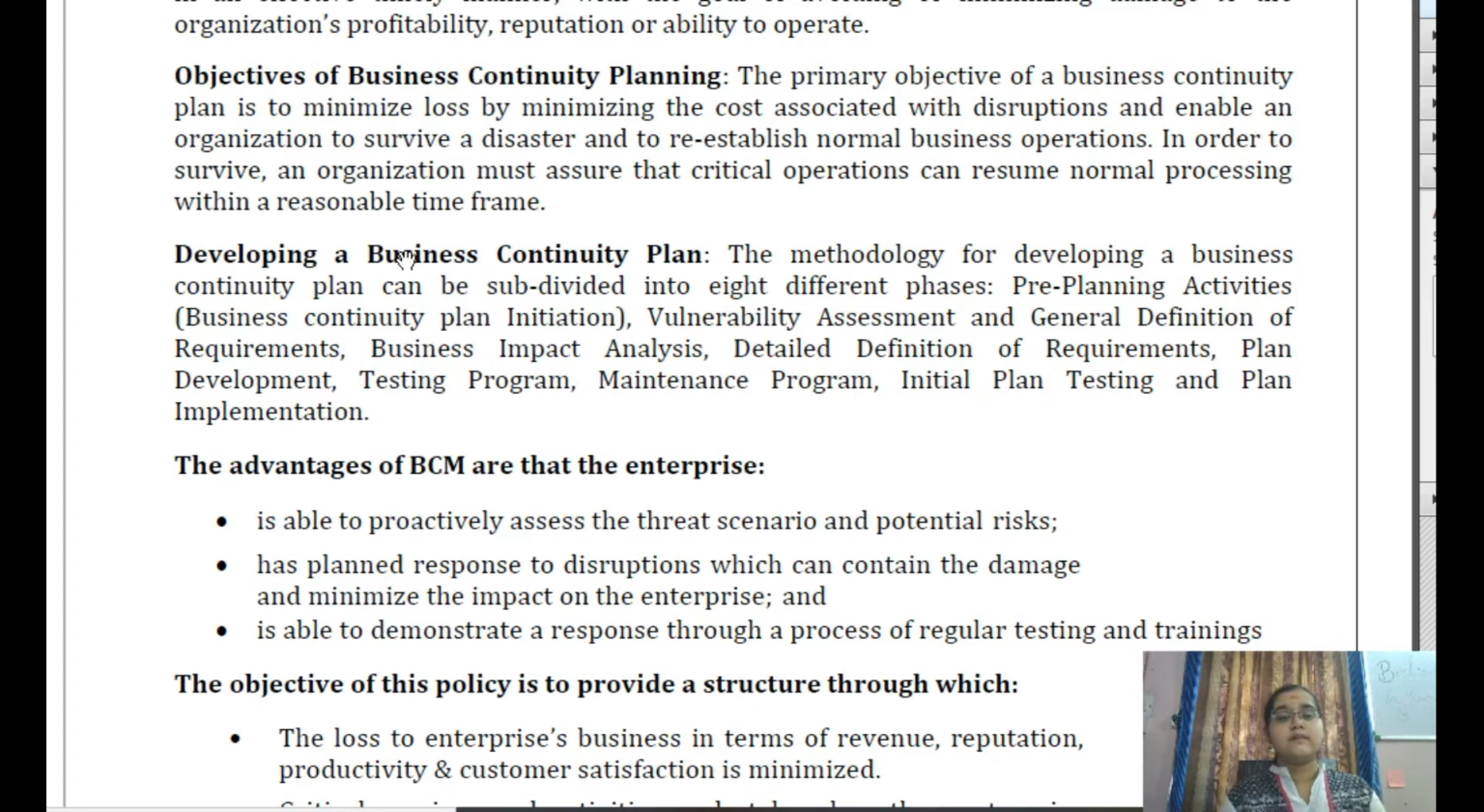In order to have the process in place, we need to conduct minimum tests to know that the process is effectively protecting the organization. So the 3 advantages of BCM are to proactively assess the risk, develop a planned response, and demonstrate the response in terms of regular testing and training.